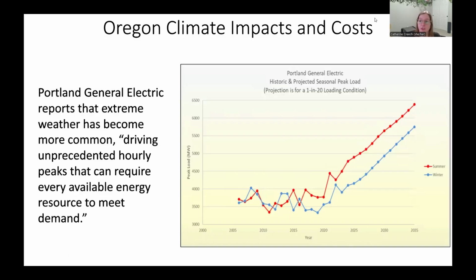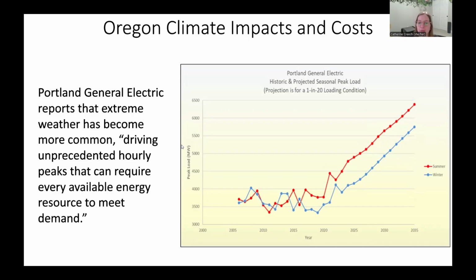Not only do these extremely hot days require more planning and disrupt services, they also require a lot more energy. This graph is from Portland General Electric. It's historic and projected seasonal peak load, and that is requirements of energy. Portland General Electric reports that extreme weather has become more common, and it is, quote, driving unprecedented hourly peaks that can require every available energy resource to meet demand, end quote.